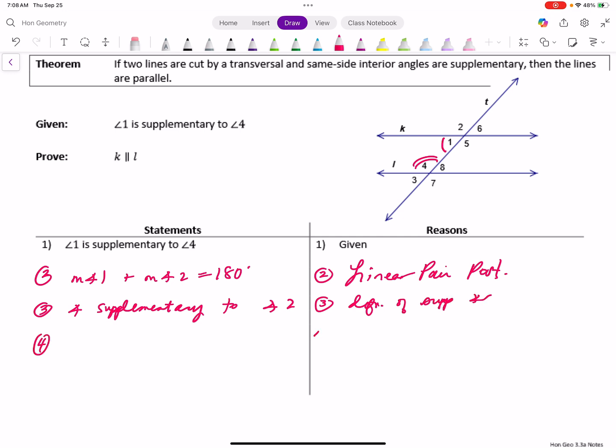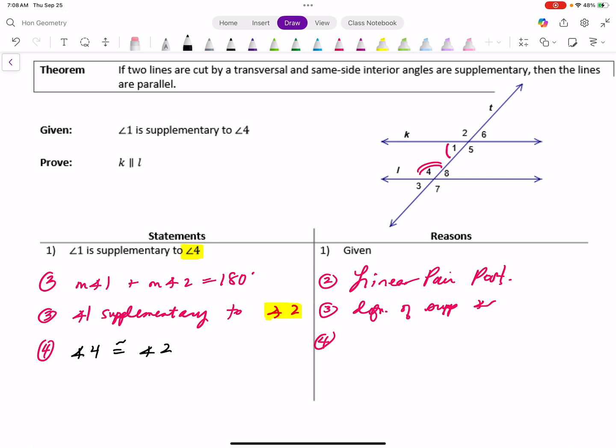All right, and then let's look at this. Oh, I didn't even put angle 1. I just kept on going. Angle 1 supplementary to angle 2. So if angle 1 is supplementary to angle 4, angle 1 is also supplementary to angle 2, then we know that angle 4 is congruent to angle 2 because supplements of the same angle are congruent.